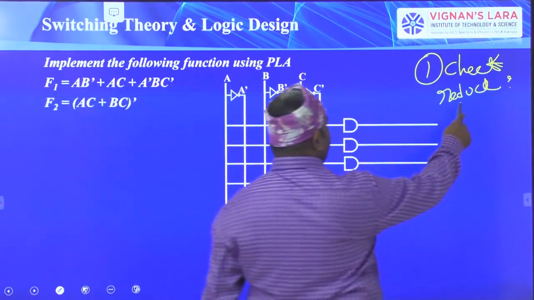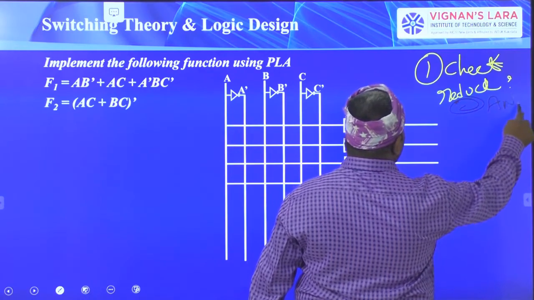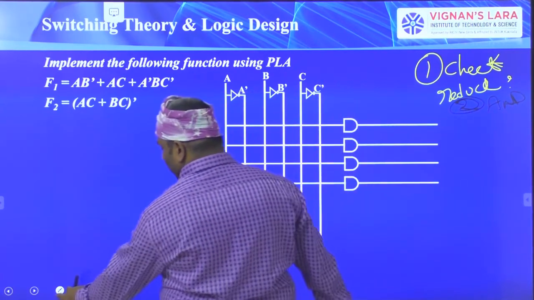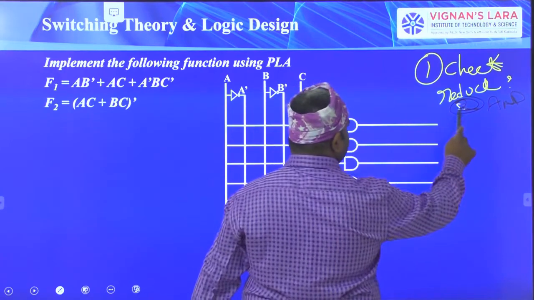Next, I have drawn the 4 AND gates. So the second step is to identify how many AND gates are required.